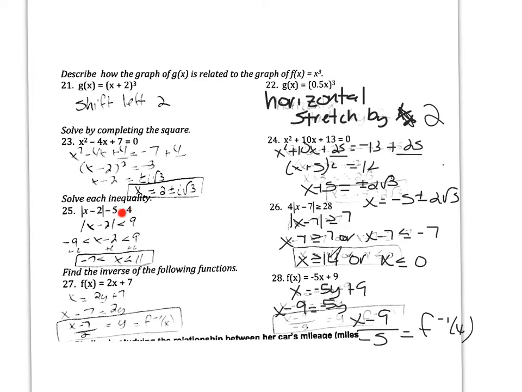25 and 26, inequalities. This is less than, so it's an and. But remember, move the 5 over first. Set up your big inequality right there. And add 2 to all 3 sides, and you got that one.